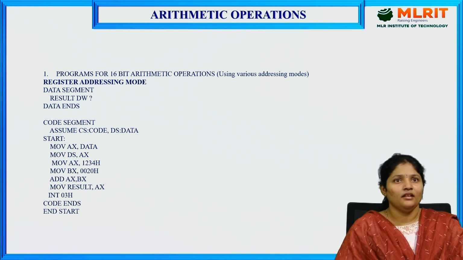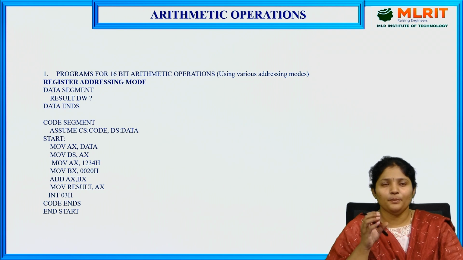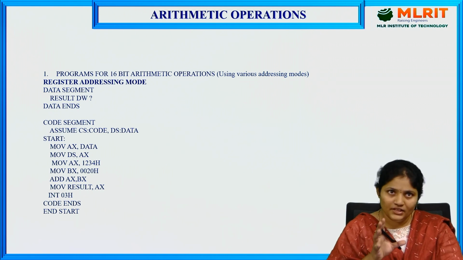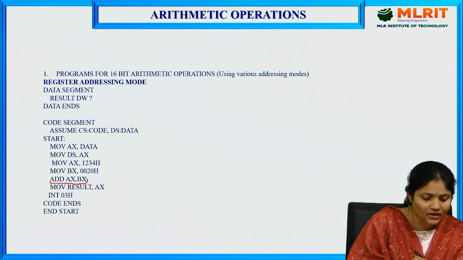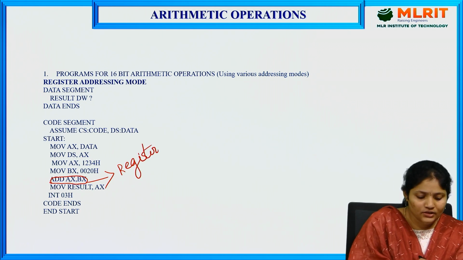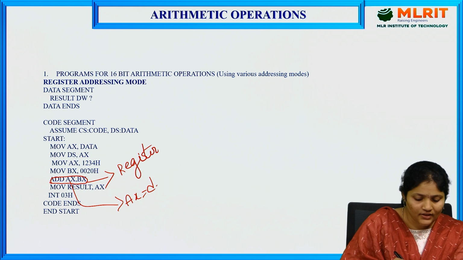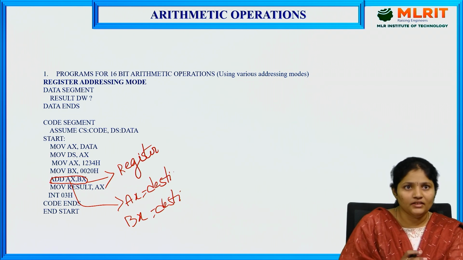Coming to the register addressing mode. In register addressing mode, the instruction will have two registers. Source and destination will always be registers themselves. It looks like the immediate addressing mode, but this instruction is the register addressing mode. How? Because the destination register is AX and the source register is BX. So the data present in the AX register will be added to the data present in the BX register.